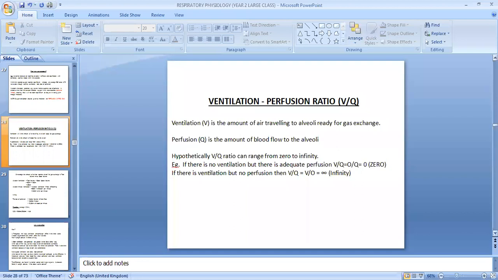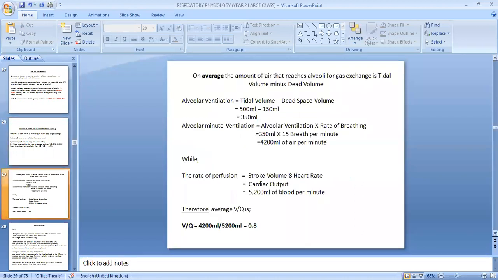However, under normal circumstances, on average, the amount of air that reaches the alveoli for gas exchange is the tidal volume, minus, of course, the dead volume. The tidal volume minus dead volume gives you the amount of air that takes part in gas exchange, and we call it alveolar ventilation. Therefore, alveolar ventilation is tidal volume minus dead space volume: 500 ml minus 150 ml, 350 ml. That is the alveolar ventilation, the amount of air that will get into the respiratory zone for gas exchange with a single breath.